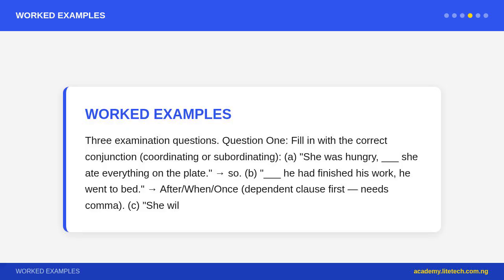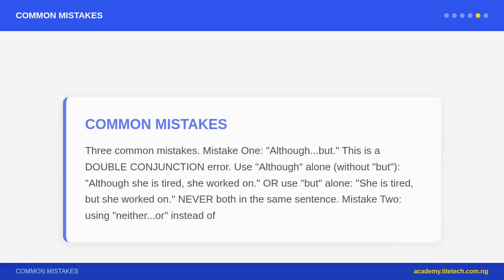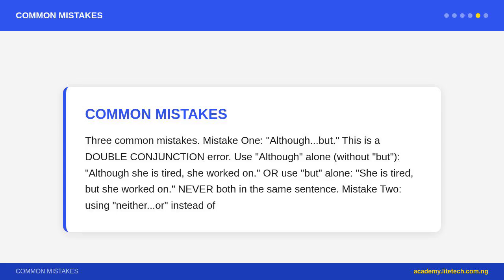Question 2. Combine each pair of sentences using an appropriate conjunction. A. She studied hard. She passed the examination. She studied hard, so she passed the examination. Or, she passed the examination because she studied hard. B. It was raining. They played football. Although it was raining, they played football. Or, they played football even though it was raining.